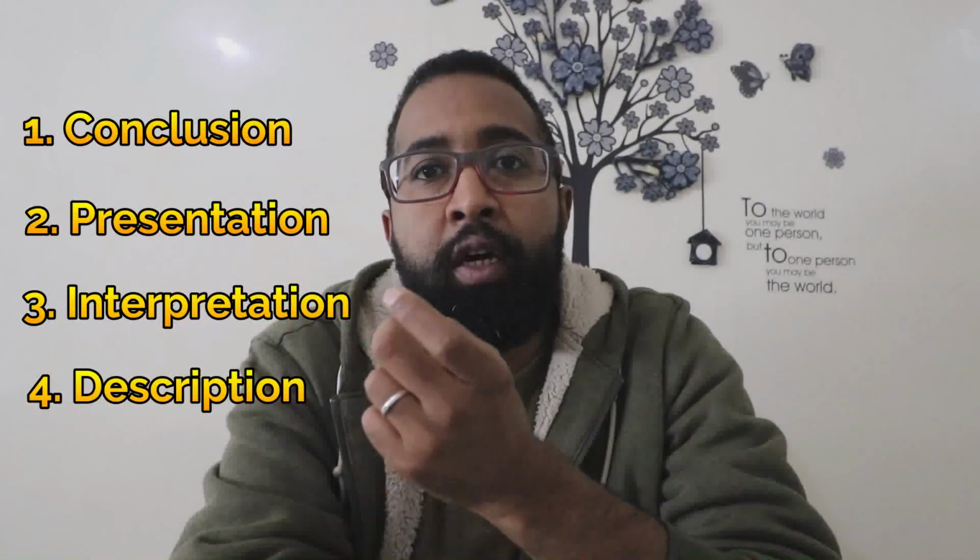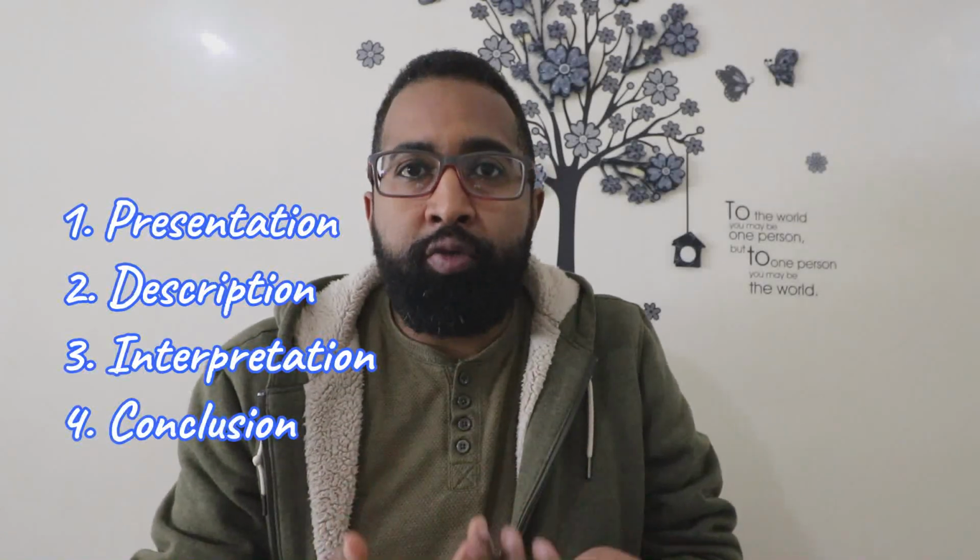There are 4 different elements in a picture commentary, and what I want you to do now is think about these 4 elements that need to be included in a picture commentary. Pause the video and think about that. Now I want you to check whether your guesses are correct or not. So the 4 elements are a conclusion, a presentation, an interpretation, and a description of the picture.